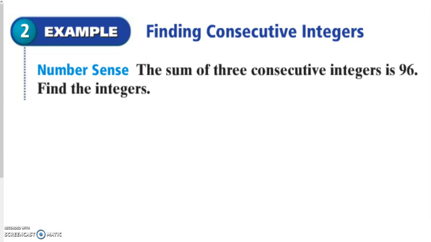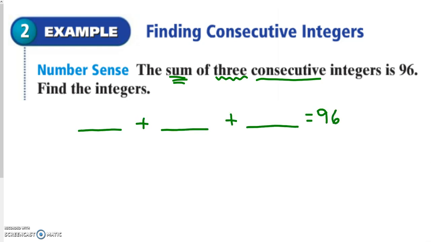It says the sum of three consecutive integers is 96, and they want us to find all three of them. Remember, the rule is that they are consecutive. So I need three numbers in a row, and they have to have a sum. Sum means add. So that means I need a number plus another number plus another number to equal 96. Well, remember, they have to be consecutive, numbers in a row. So you can't say, oh, 90 plus 3 plus 3. While 90 plus 3 plus 3 does equal 96, that's not three consecutive integers.